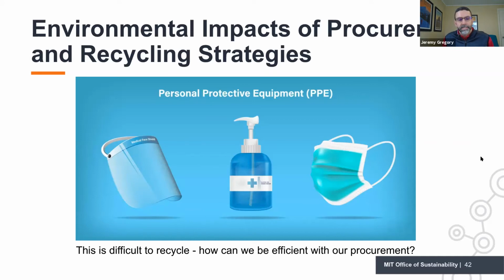On the next slide, you can see I'm working with several people across campus now trying to apply that same lens to PPE, which, as you can imagine, our usage on campus is going up quite a bit. It turns out that a lot of this stuff is difficult to recycle or not economically feasible. So actually what we're trying to do from a waste perspective is say, how can we be the most efficient with how much that we buy?